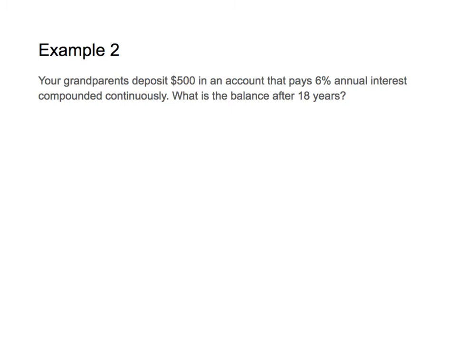Okay, so this problem here looks like the exact same problem. The grandparents are depositing $500 in the account, and it pays 6% annual interest. But this time around, it says that the interest grows continuously, or compounds continuously, for that 18 years. So this time, we're going to see how compounding continuously compares to the other three that we did a moment ago. So if we're compounding continuously, or anytime in the story problem you see continuously, we're using that formula PERT.